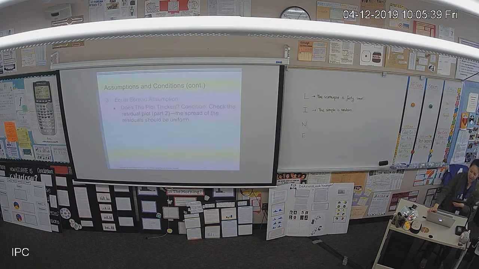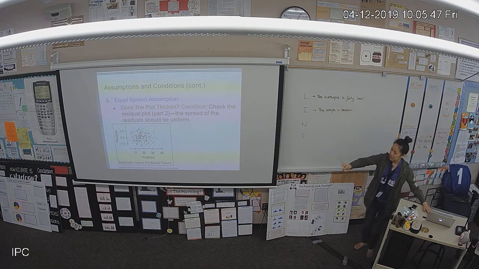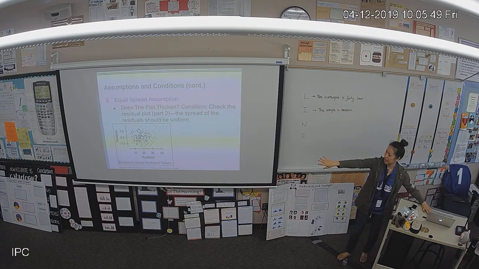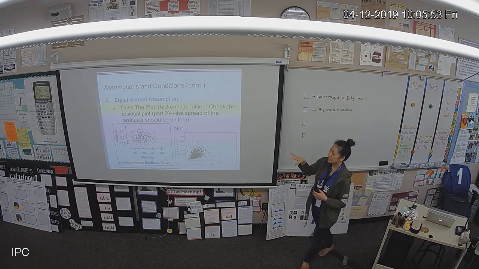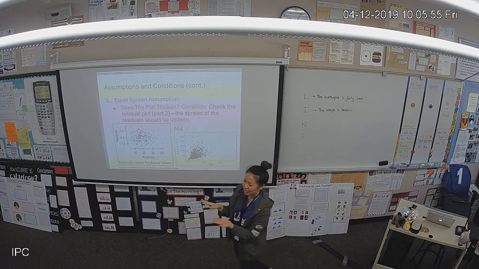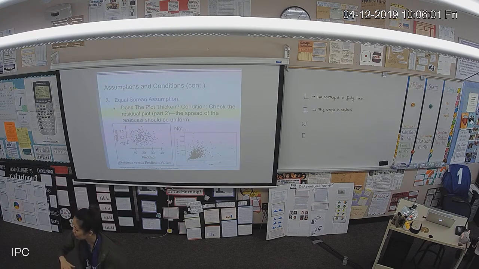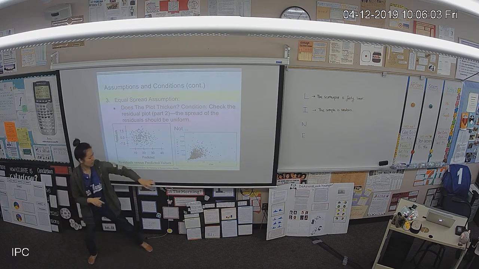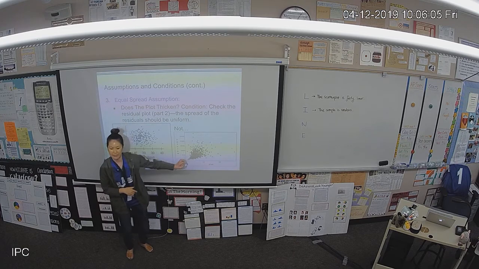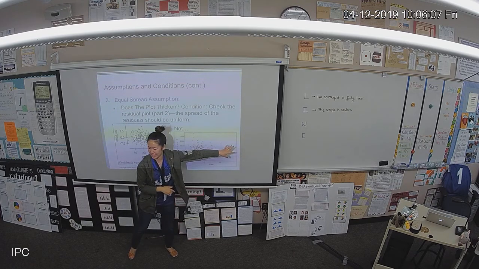The third one is called the equal spread assumption. This is just making sure that the residual plot has even spread. So something that looks like this, not like this. Imagine if you're putting peanut butter or jelly on a sandwich bread, you want even spread. So that's what you want in your residuals. You don't want a clump of jam here and really thin on the other side.